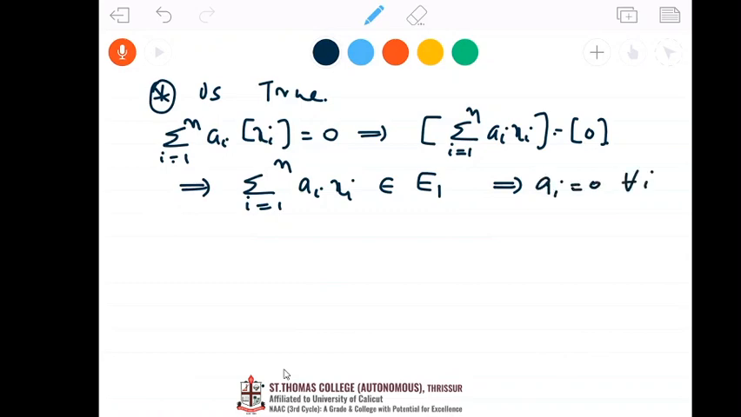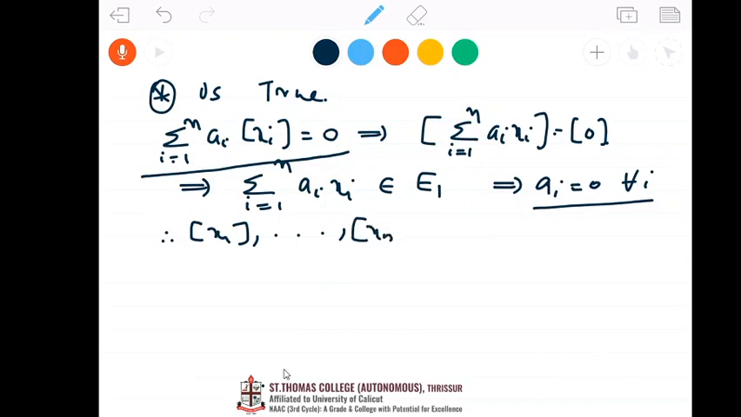So if the summation of ai xi equal to 0, then ai equal to 0 for all i. Therefore class x1, etc., class xn are linearly independent in E over E1. Okay. Now if it is a basis, it should span the entire E over E1. That we have to prove next.